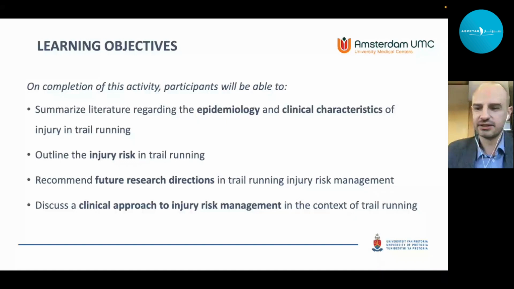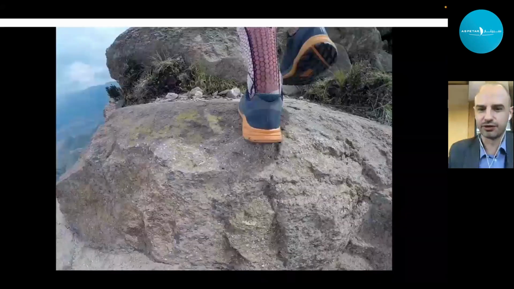Where are the gaps in the research field? But we're also going to take a bit of a clinical approach to it, and in the context of what we know, what can we do for these runners out there? This is a summary of the learning objectives for today. This video has no sound, so don't worry if you can't hear anything.